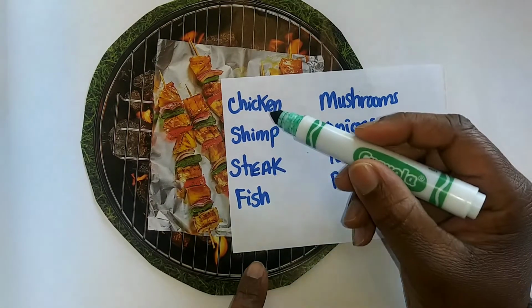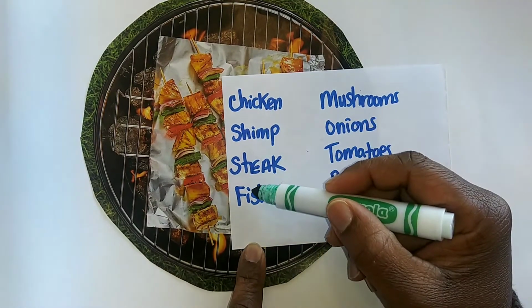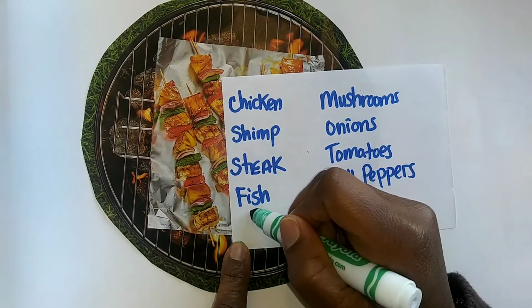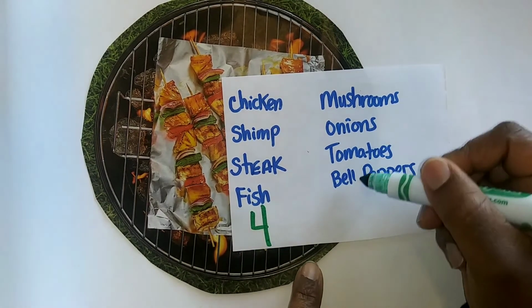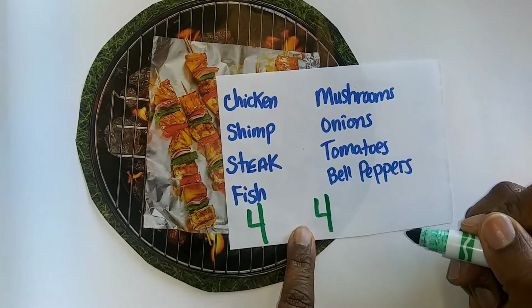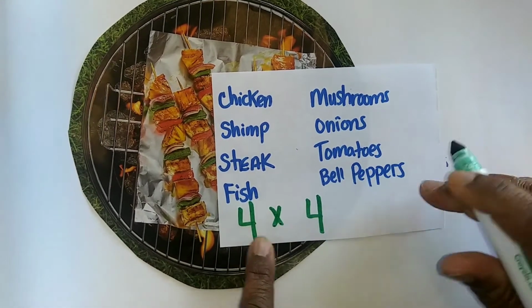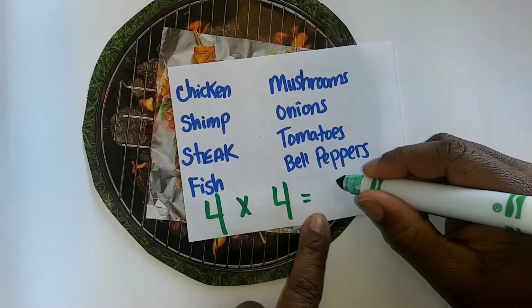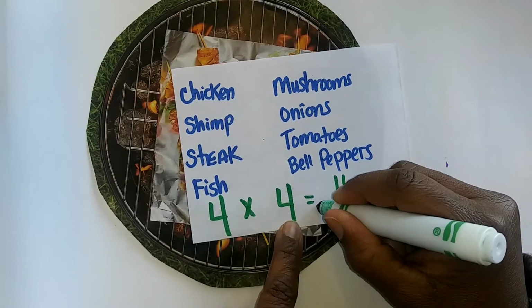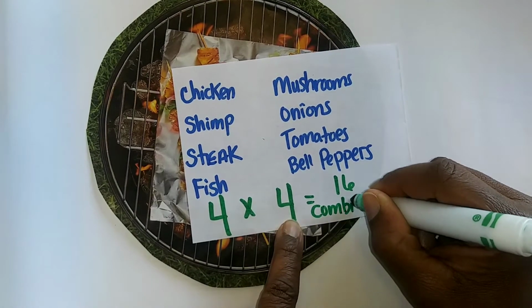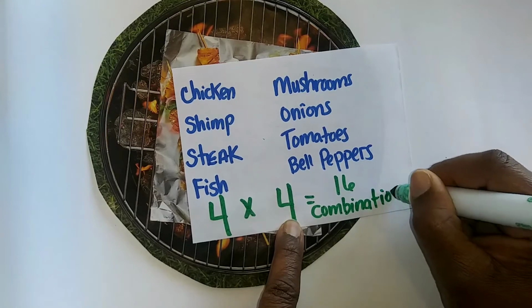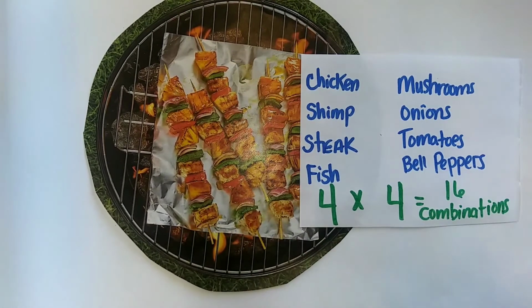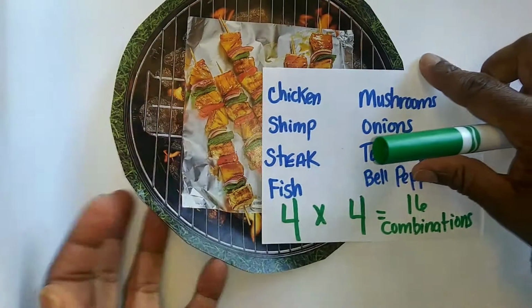The easier way to do it is to just count how many of the meat options you have, which will be 4, and then how many other toppings you have, which is also 4. If you multiply 4 times 4, that will give you a total of 16 possible combinations. Okay, for the kebabs. Let's take a look at the second example.